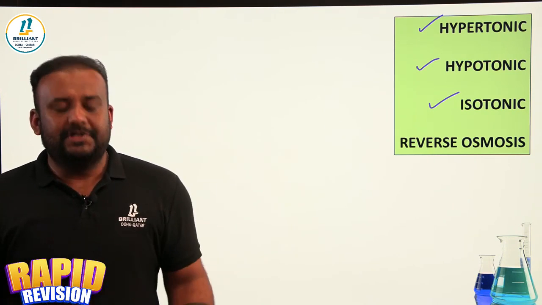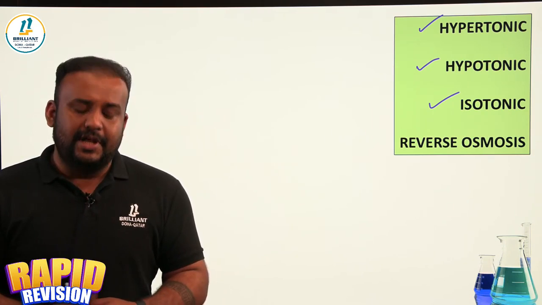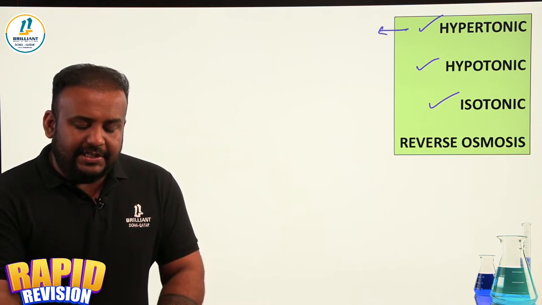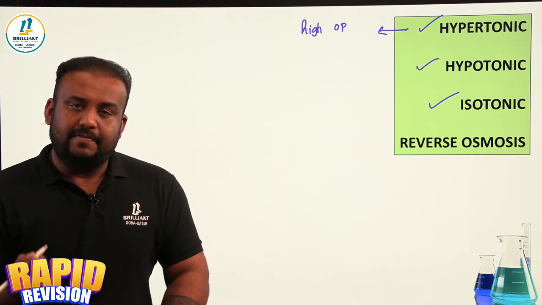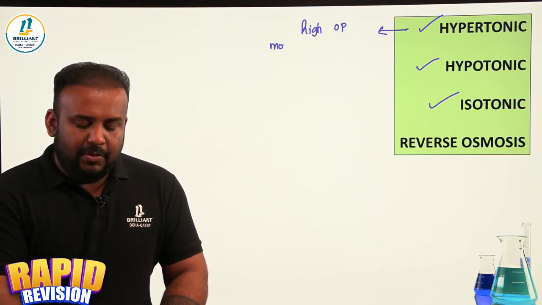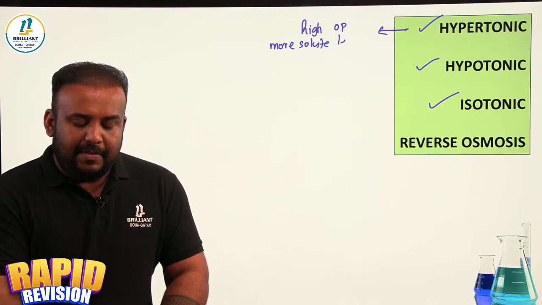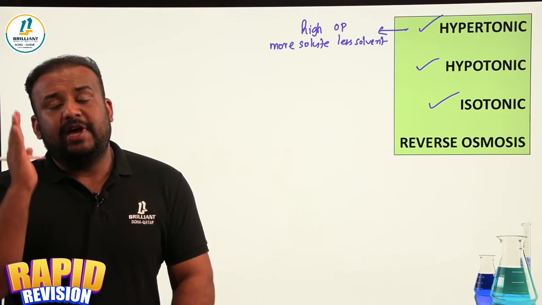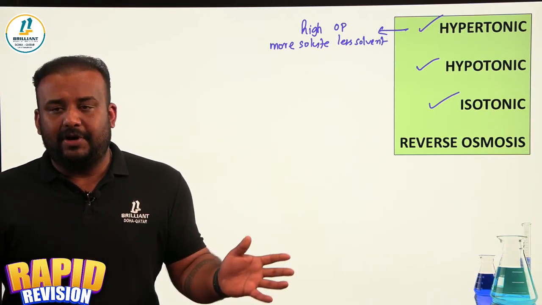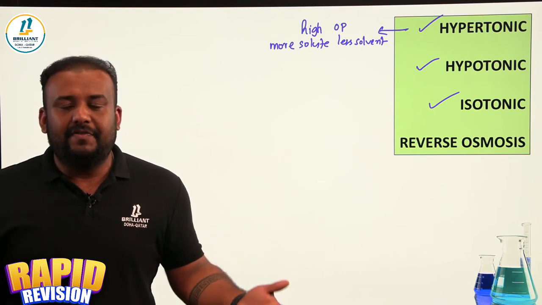What are the types of solutions based on the concentration of the solute? See, a hypertonic solution means it has high osmotic pressure. That means it has more solute and less solvent compared to another solution. Remember, you cannot have an absolute term called hypertonic. It's a relative term.